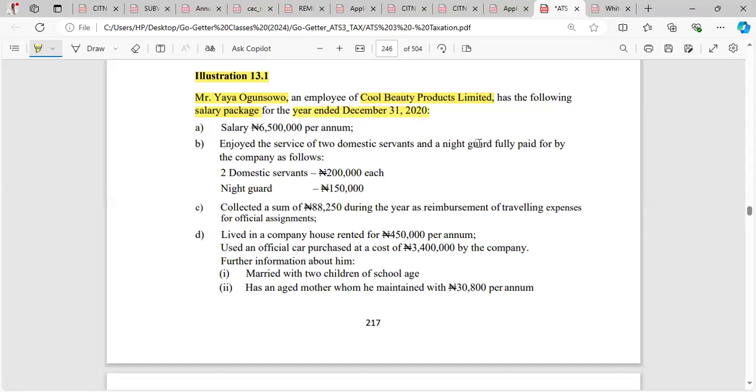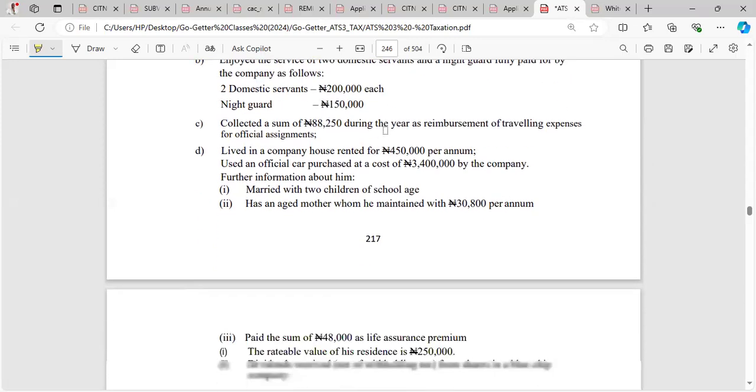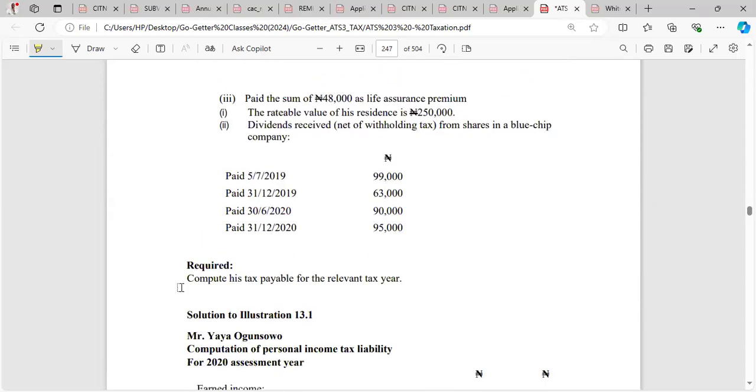So now I know what the question is likely going to be. Let me scroll down and see the requirement. Required: compute his tax payable for the relevant year. The relevant year is 2020 because tax on employment income is on actual year basis.